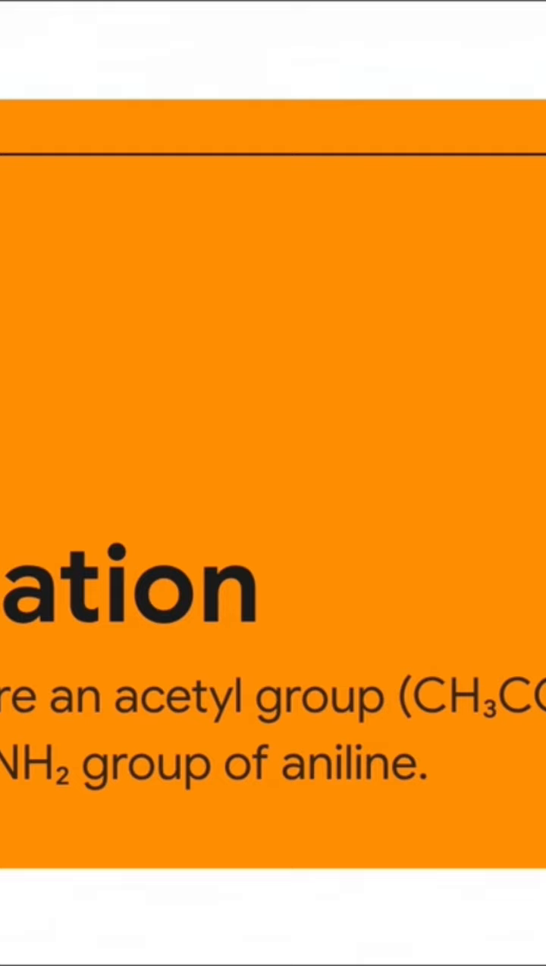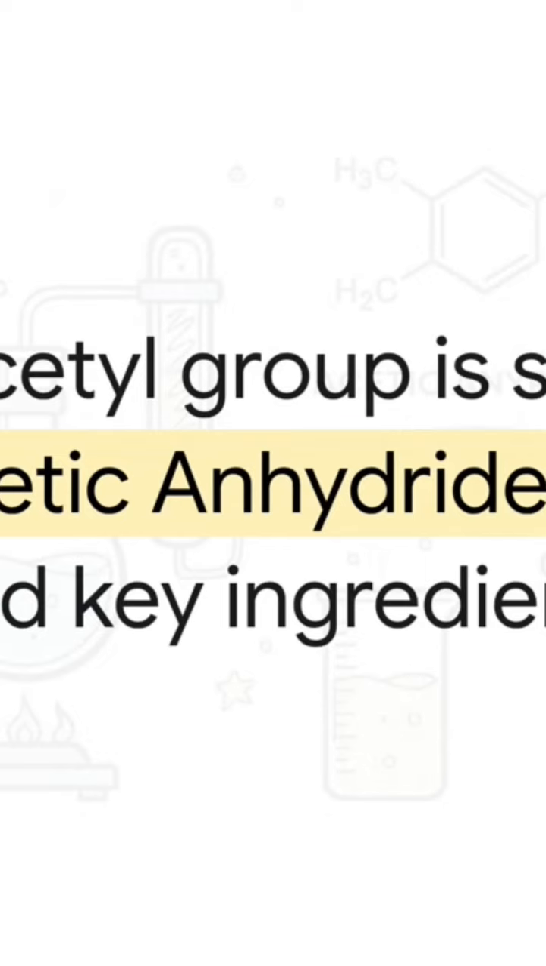We're adding this new part, called an acetyl group, right onto the nitrogen atom of the aniline. But you might be asking, where do we get this acetyl group? It doesn't just appear out of thin air, right? Nope. We need a delivery vehicle, and for that, we bring in our second ingredient, acetic anhydride. Think of it as the delivery truck carrying the exact part we need for the upgrade.